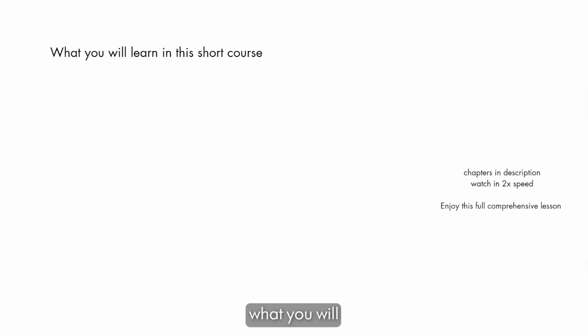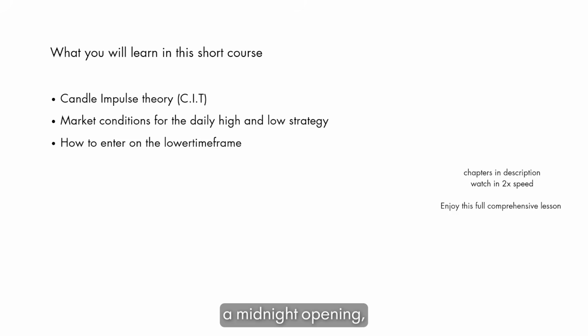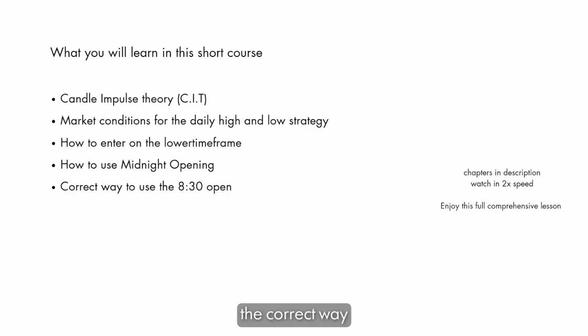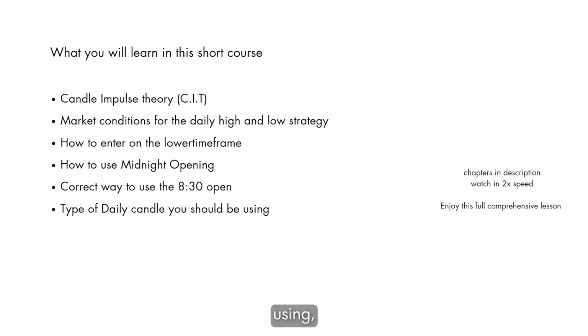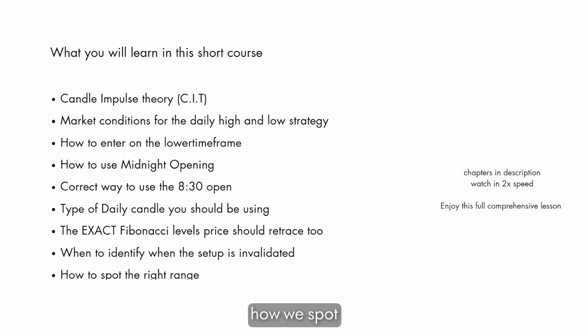Now, what you will be learning in this short course is our candle impulse theory, the CIT model, as well as the market conditions where our daily high and low strategy works the best in, how to enter on the lower time frame, okay, how to use our midnight opening, as well as the correct way to use the 8:30 opening range, okay. We also stem into the type of daily candle you should be using, the exact Fibonacci levels price should first retrace to for you to even enter a trade, and then when our setup would become invalidated, as well as how we spot the right range.